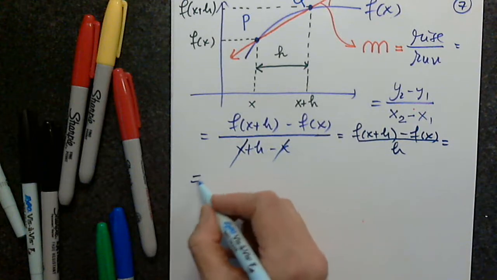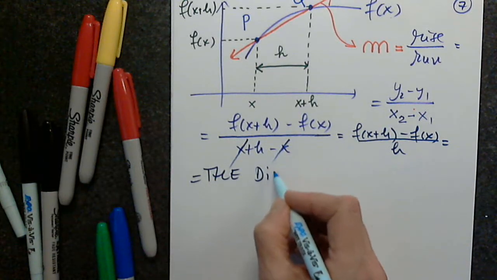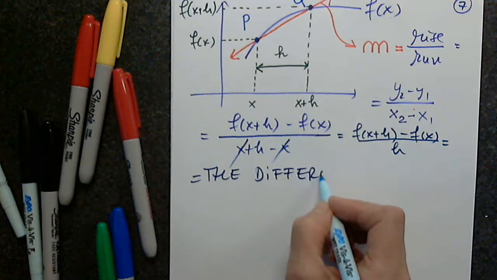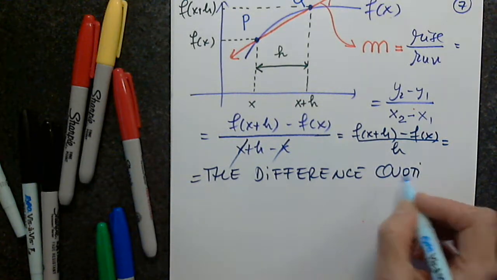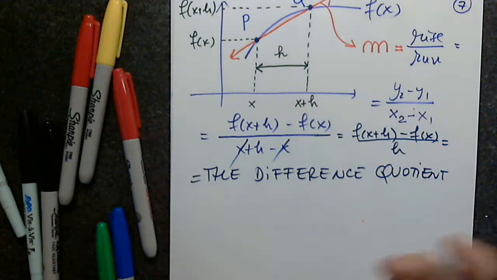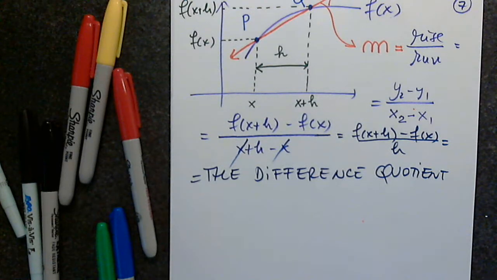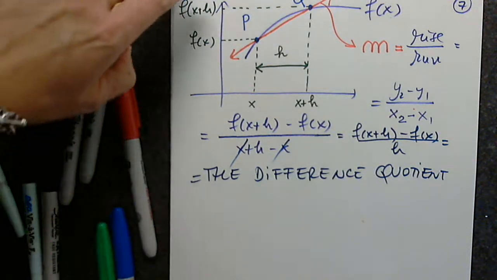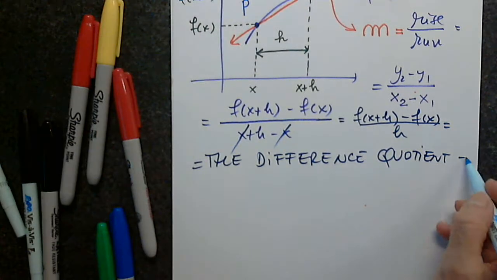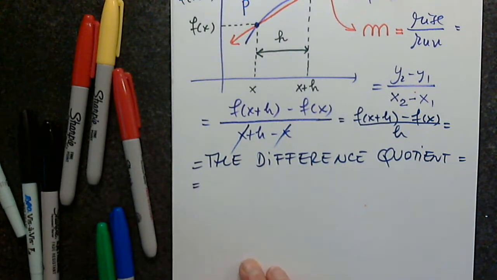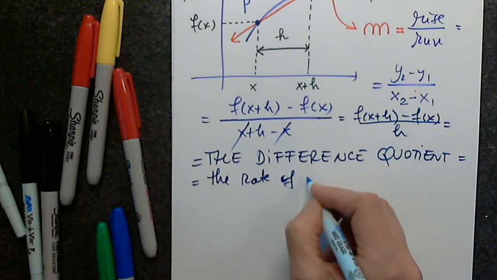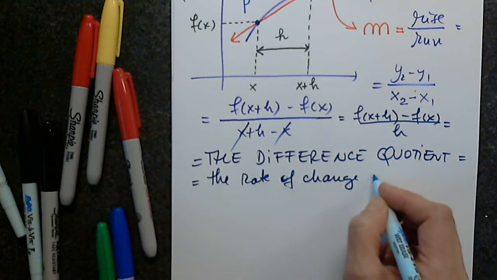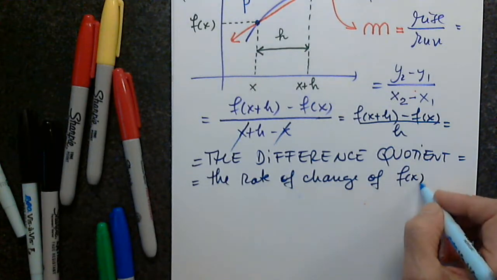This is called the difference quotient. The difference quotient. What does the difference quotient represent? It represents the rate of change of f of x between those two points.